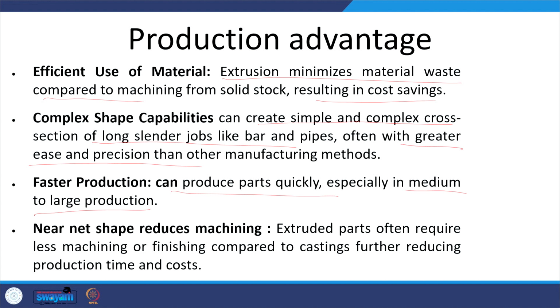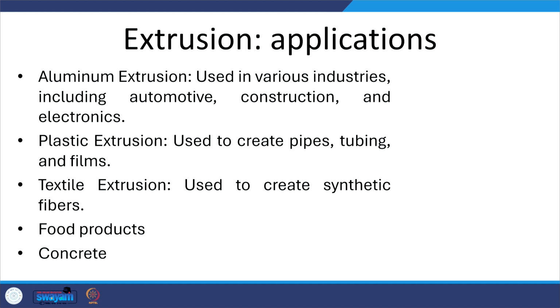The shapes that are realized are reasonably close to the desired one. Surface finish is also reasonably good. As a result, the products are near net shape, which reduces the machining requirement. Extruded parts often require less machining because of the good finish as compared to casting, which in turn reduces the production time and cost. So, these factors improve the productivity of the manufacturing approach by the extrusion process.